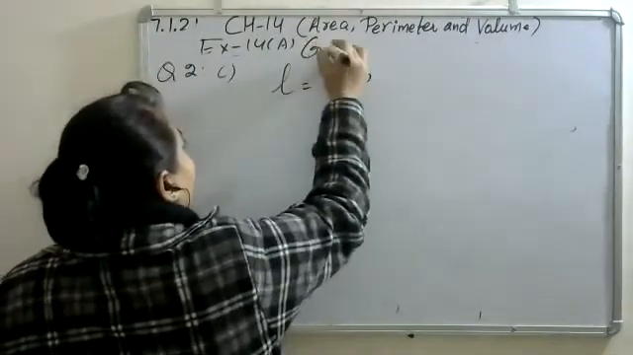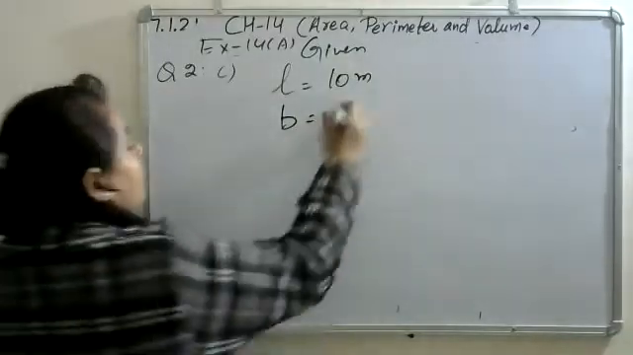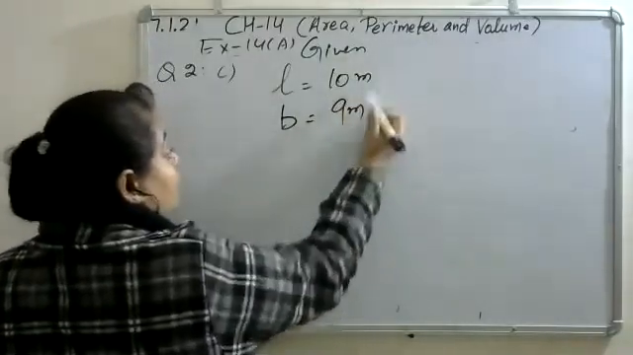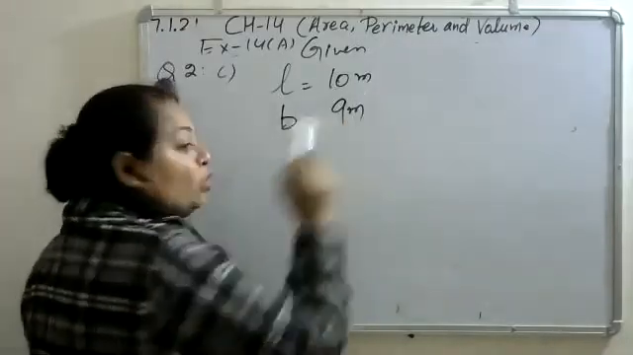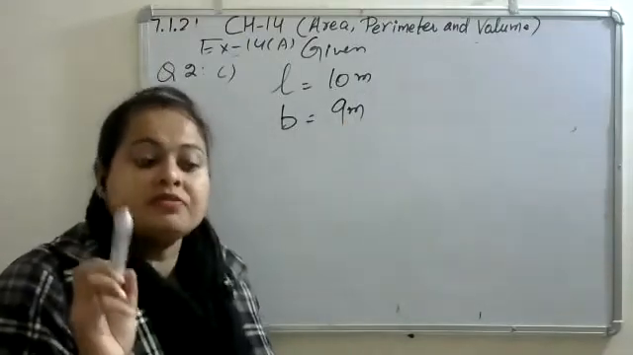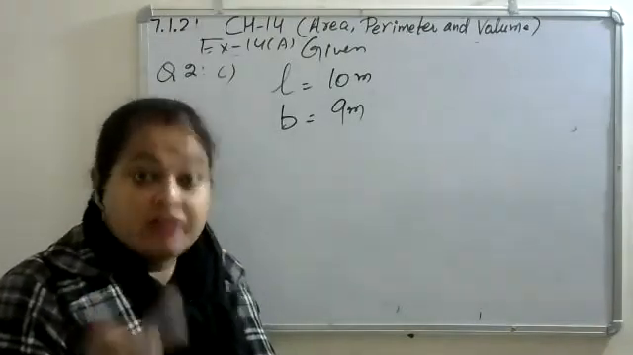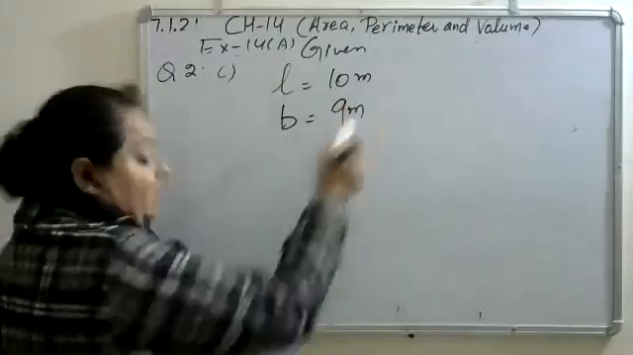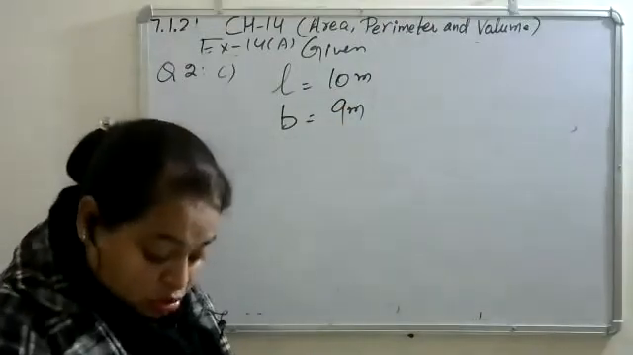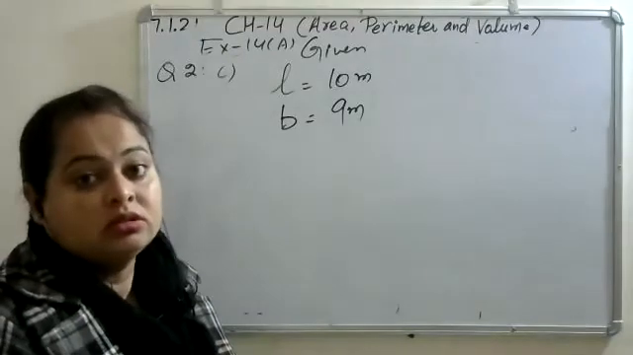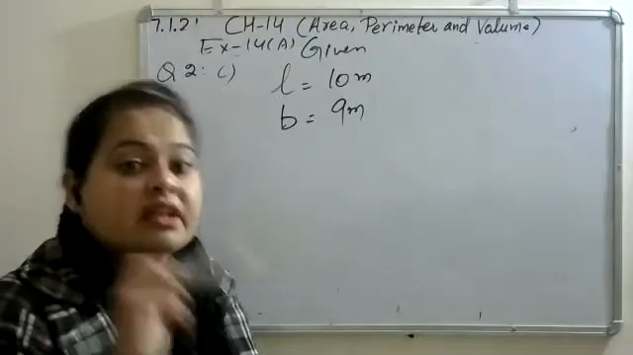Here you will write given. And breadth is equal to 9 meter. Now meter is given, so you will write meter now, not centimeter. If centimeter is given, then you will write centimeter. If meter is given, then you will write meter. Students, you are writing centimeter here, so your result will be wrong. Centimeter is not given in the book. In the book now meter is given.